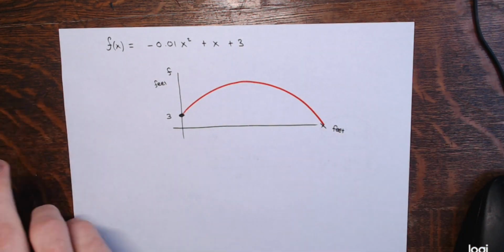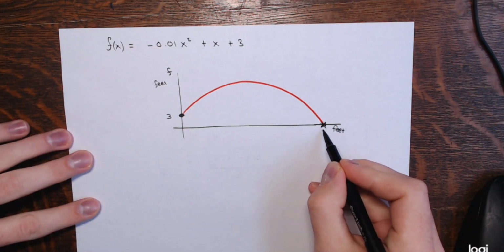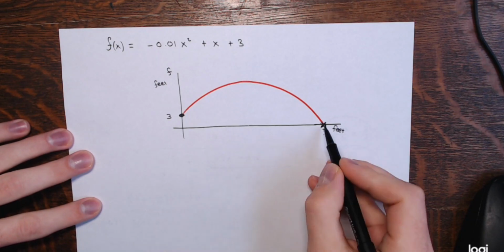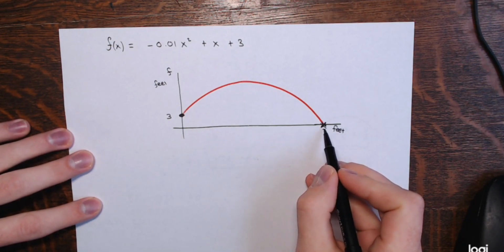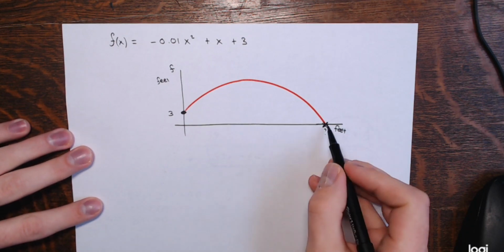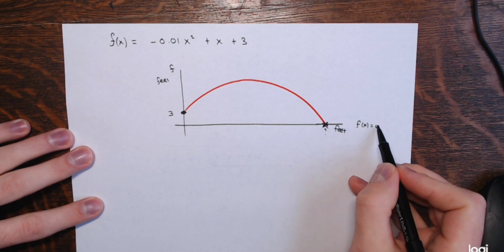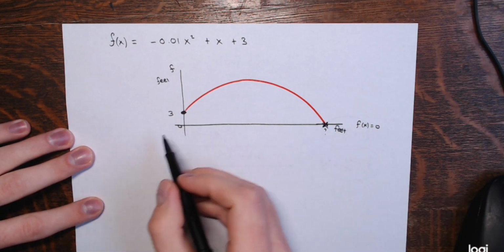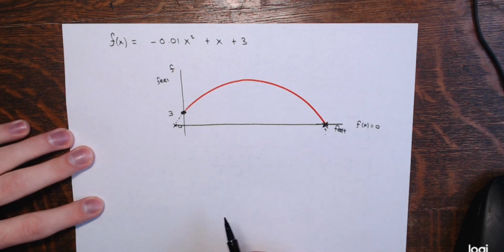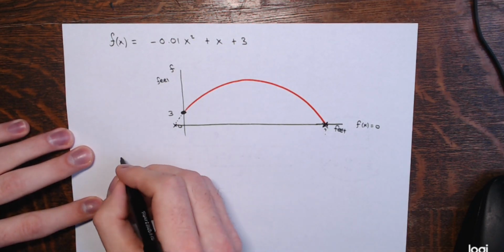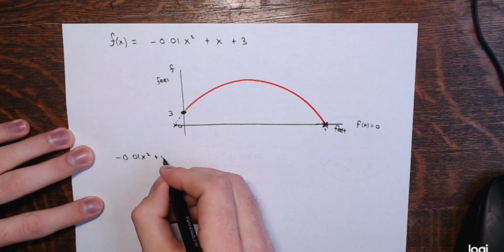And we just want to know where that is. Where does it hit the ground? How far has it traveled horizontally across the field before it hits the ground? So again, it's just finding the x-intercepts here. All right, let f of x be 0, where the output is 0. Now once again, there will be two answers, one negative, one positive. We only care about the positive one. So where is negative 0.01x squared plus x plus 3 equal to 0?